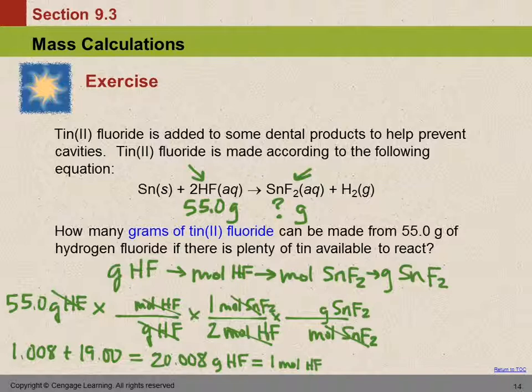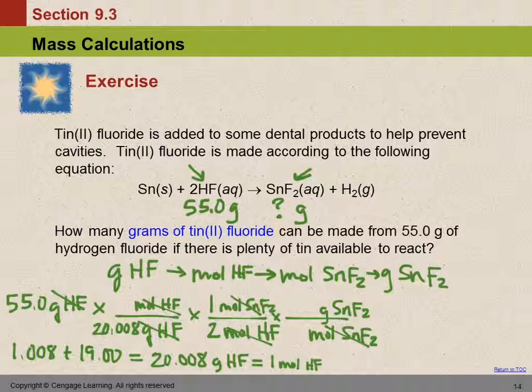I don't always write the units out there, but that's what they are. So 20 grams. So the 20 goes with grams. Don't put it with the moles. 20.008. And then we need this molar mass here.